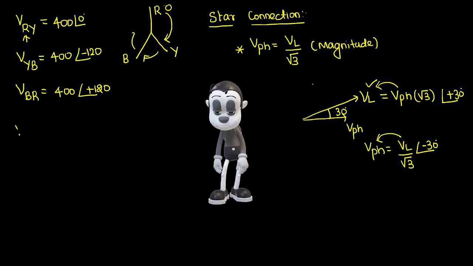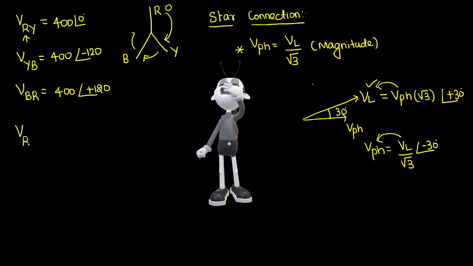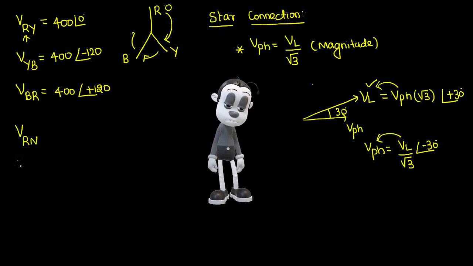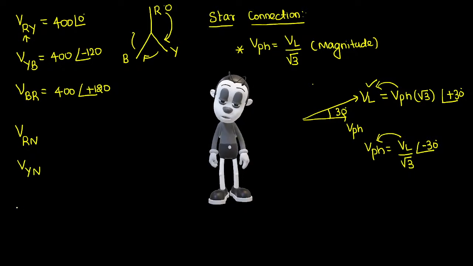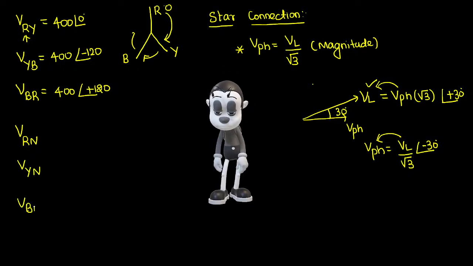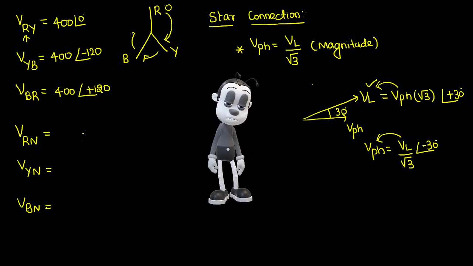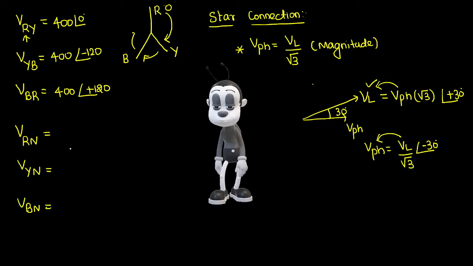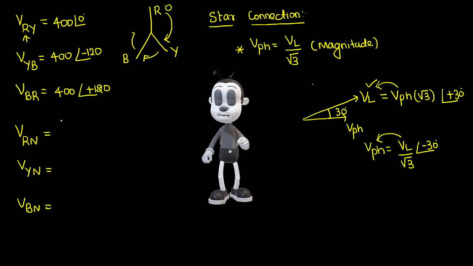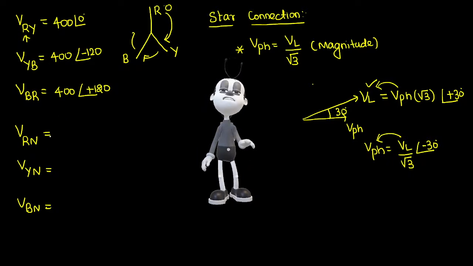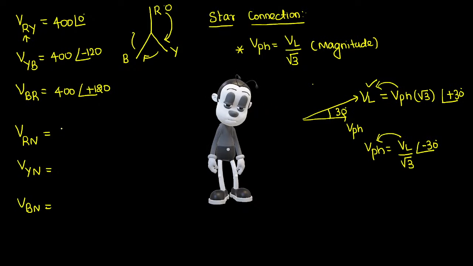Now let me write the expression for phase voltages. Phase voltages means VRN, VYN, VBN. Just clear all your doubts here itself, in circuit theory itself, such that it will be very easy in power system, machines, power electronics. VRN, how will you write the expression for phase 1 now?